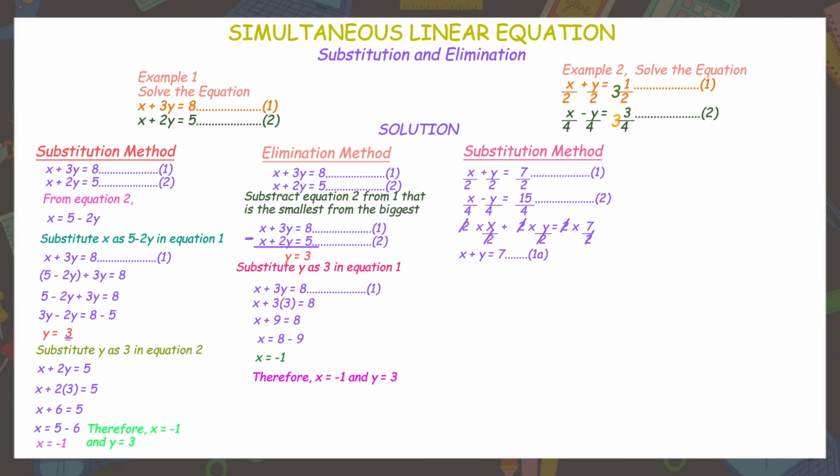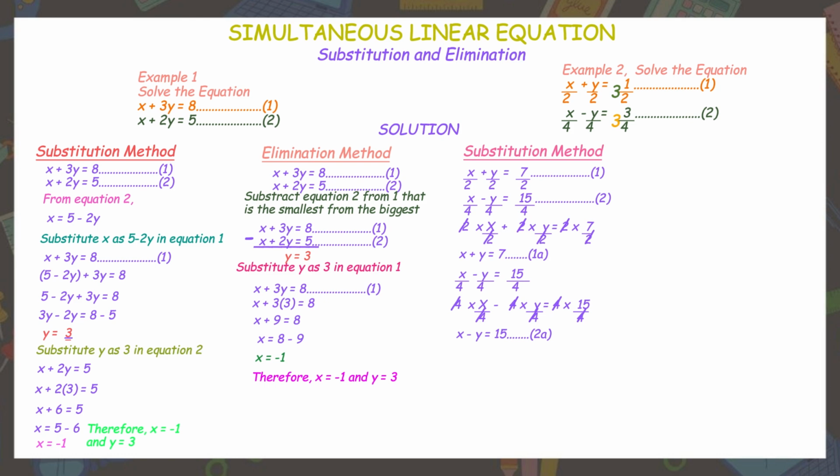Now in the second one we have x over 4 minus y over 4, which is equal to 15 over 4. So we multiply all through also by the LCM. And what is the LCM? The LCM is 4. So we are going to multiply by 4: 4 multiplied by x over 4 minus 4 multiplied by y over 4 equals 4 multiplied by 15 over 4. This will cancel this, and this will cancel this. 1 times x, that is our x, minus 1 times y is y, which is equal to 15.